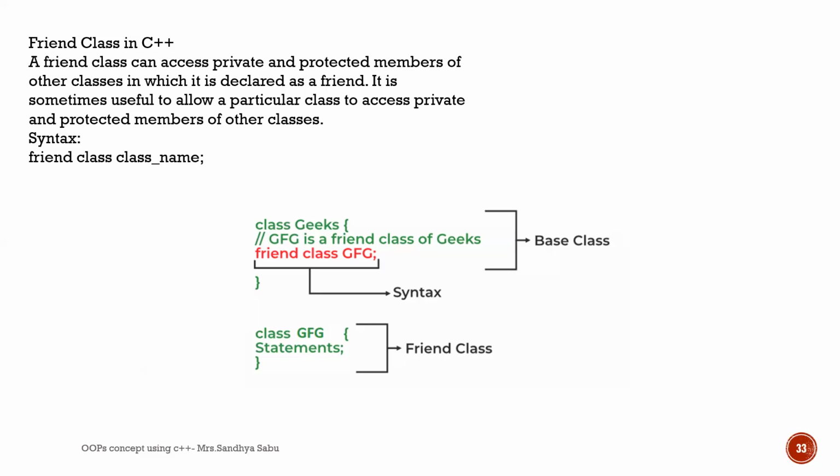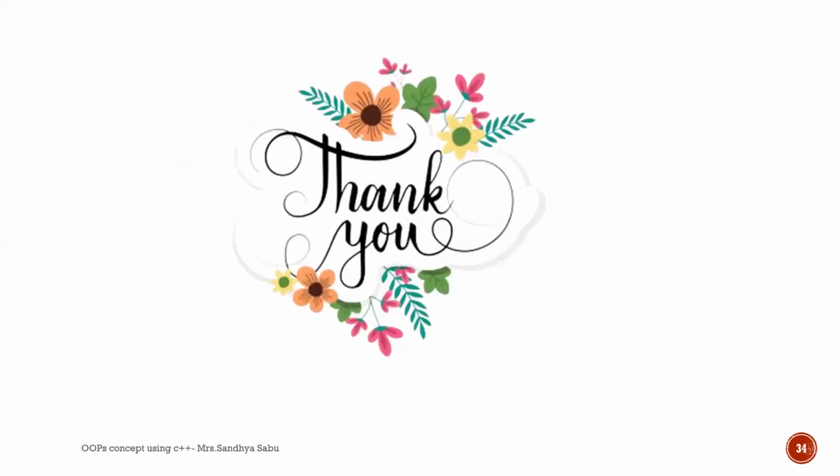Okay, so see the syntax of a friend class. Before the class name, that is, class followed by the class name, it should be preceded by the keyword friend. Here is an example: class geeks has a friend class called GFG. We just declare the friend class in another class, and the definition should be given separately.